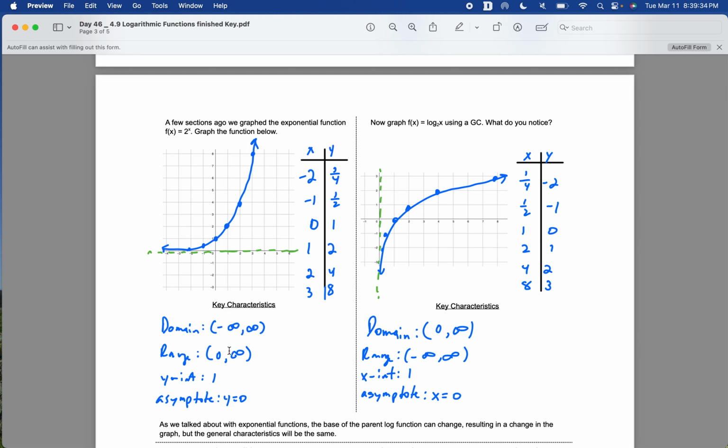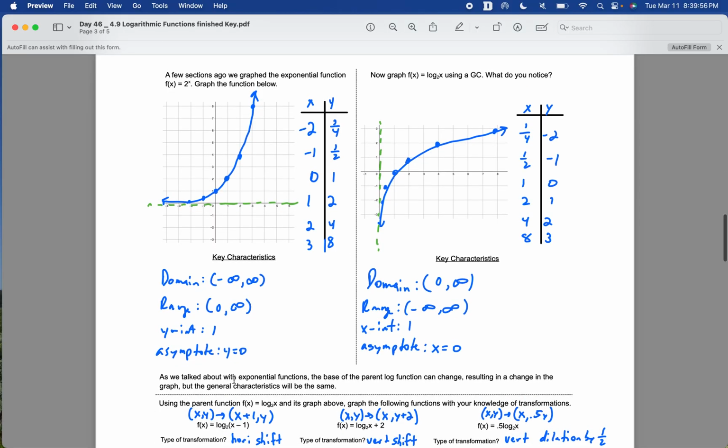All right, the domain and range are opposite. So in this case, the domain is 0 to infinity. The range is negative infinity to infinity. So these flip because of their inverses. Instead of a y-intercept, we have an x-intercept. Those flip. And instead of a horizontal asymptote, we have a vertical asymptote. Okay, and that's at x equals 0.